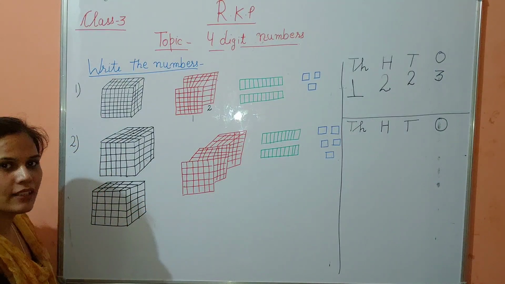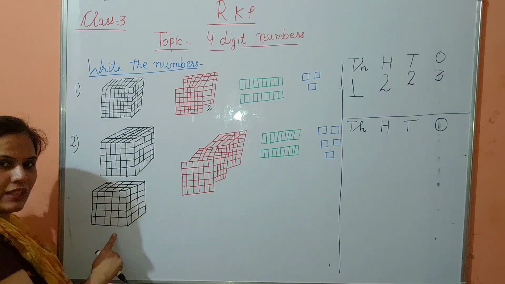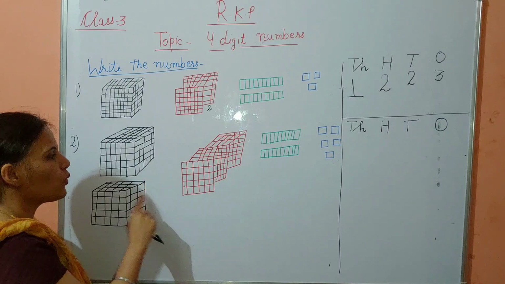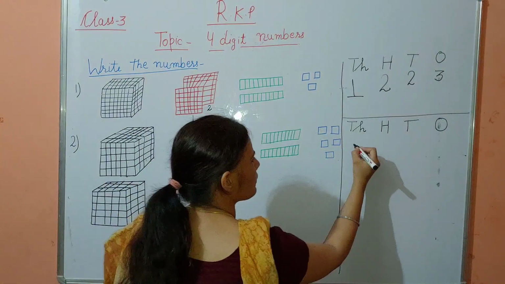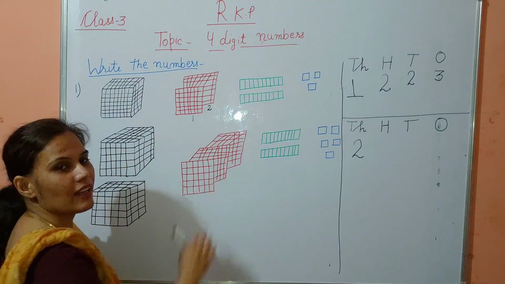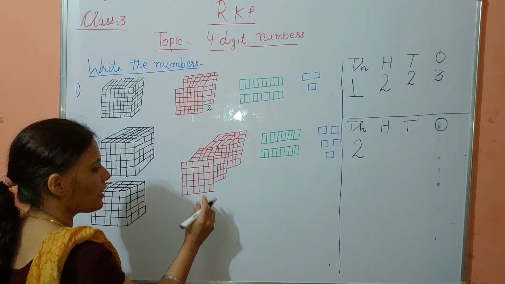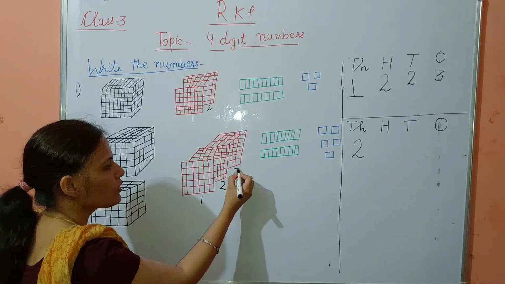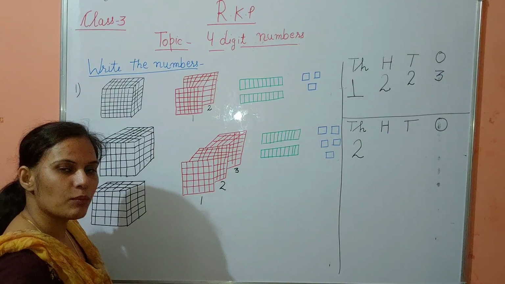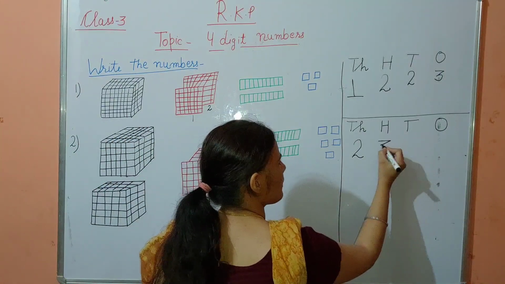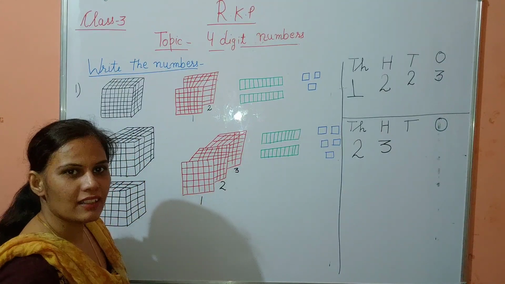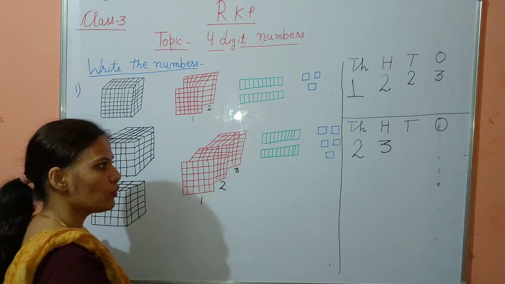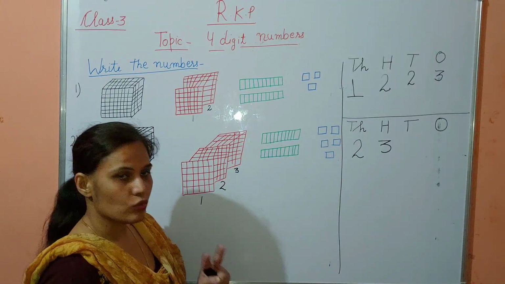How many boxes are there? 2. So what does it represent? It represents the 1000 place, and at the 1000 place, what will come? 2. These red color layers, what do they represent? The 100 place. And how many layers are there? 1, 2, 3. So at the 100 place, what number will come? 3. How many sleeping lines are there? 2. And what does it represent? Tens. So what number will come on the tens place? 2.